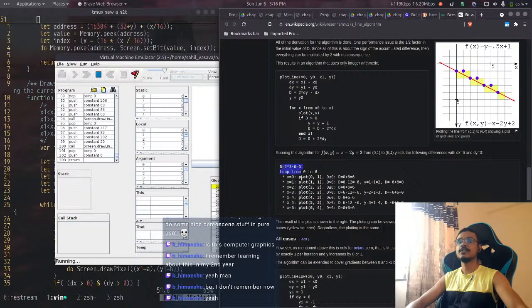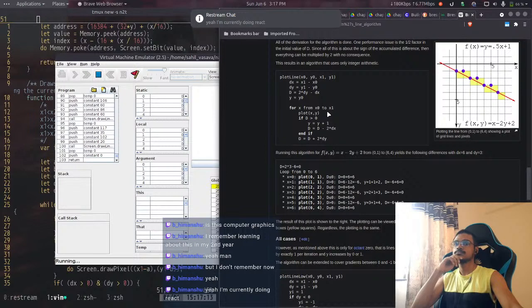So what kind of development do you do now? Web development? For x from 0 to x1. Oh, nice. Front.